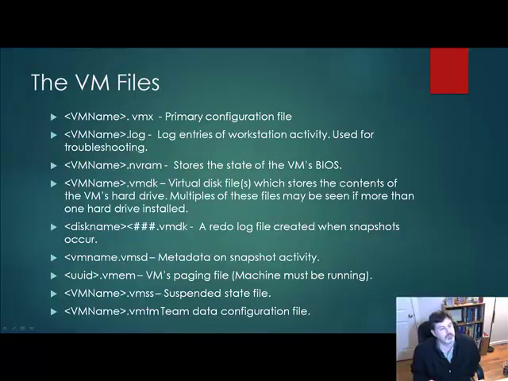The .vmem file is the virtual machine's paging file. You're only going to notice this file when the machine is running. When you shut down the machine, this file will disappear. If you have a suspended state file, .vmss allows you to return your box from its suspension by recording the actual suspended state of the box at the time you suspended the machine. There's also a couple different types of team files out there. The .vmtm, VMTM team data configuration file is one of them.